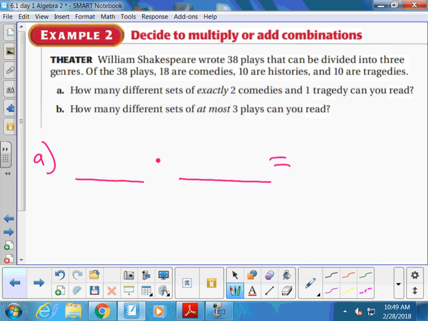So let's start with the comedies. How many comedies are there? There's 18 comedies. I need to choose 2 for me to read. And how many tragedies are there? 10, and I need to choose 1 for me to read. These are 2 separate events. I multiply them together to get my total combinations. 1530 is what I have on my paper. Is that what we got?